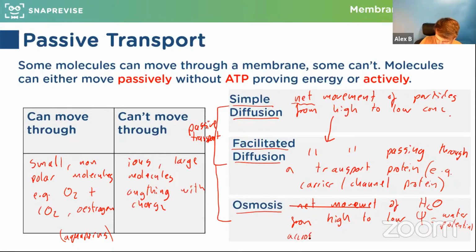Across a partially permeable membrane. Okay, nice. It's really important to add this last bit. If you're asked to define osmosis and you don't include that last bit, you actually won't get full marks for that definition. So make sure you add the membrane. You need to have a membrane for osmosis to occur across. It doesn't just occur in a bucket of water. It needs to be across a partially permeable membrane to be osmosis.